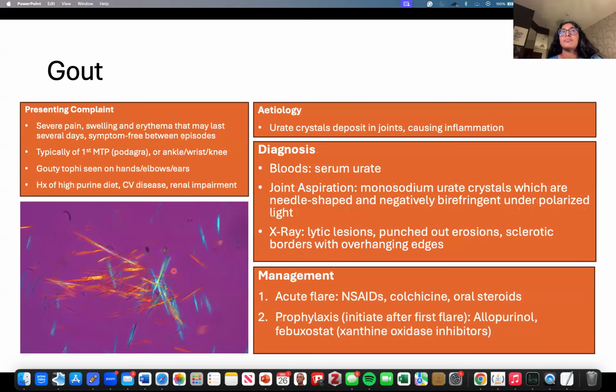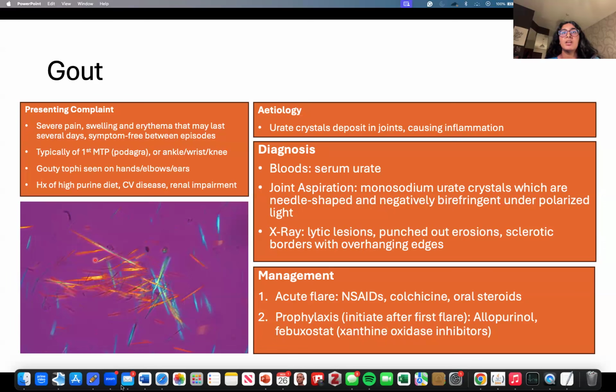So summary, gout: very severe pain, and it comes in episodes. It's normally of the first MTP, so that's your big toe, and that's called podagra, or it can be ankle, wrist, knee. You might see gouty tophi like we saw in that question, and the history tends to point towards things that accumulate uric acid: high purine diet, cardiovascular, renal. Etiology is the urate crystals. You can diagnose it; the serum urate might be high. Monosodium urate crystals are needle-shaped and negatively birefringent.